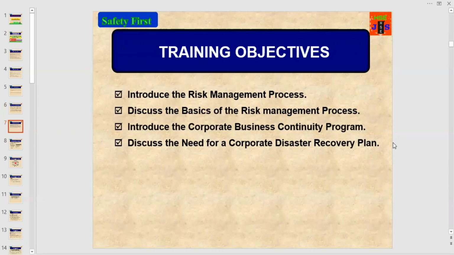The training objectives are to introduce the risk management process, discuss the basics of the risk management process, introduce the corporate business continuity program, and discuss the need for a corporate disaster recovery plan.